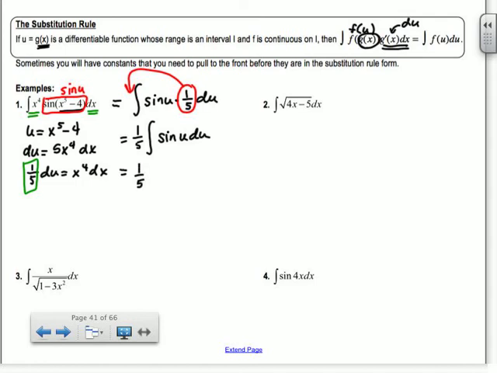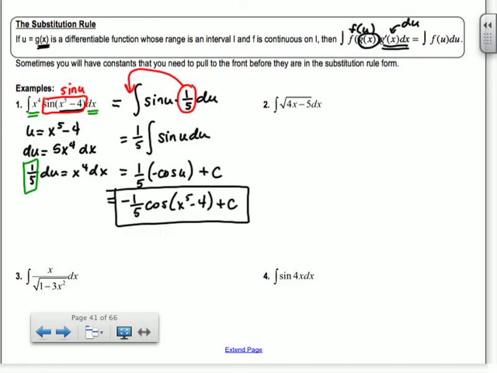All right, so sometimes you'll have constants that you'll need to pull out before they're in that substitution rule form. So I'll show you what I mean by that. In this first example, again, it's pretty obvious what you should let u equal. So u is that inside part, x to the 5th minus 4. So du is 5 x to the 4th dx.